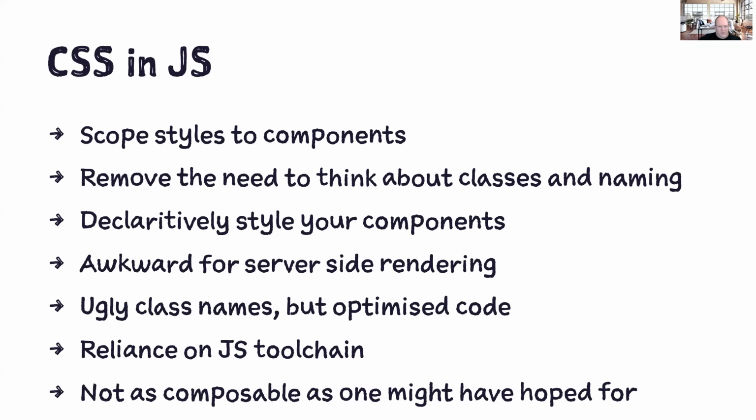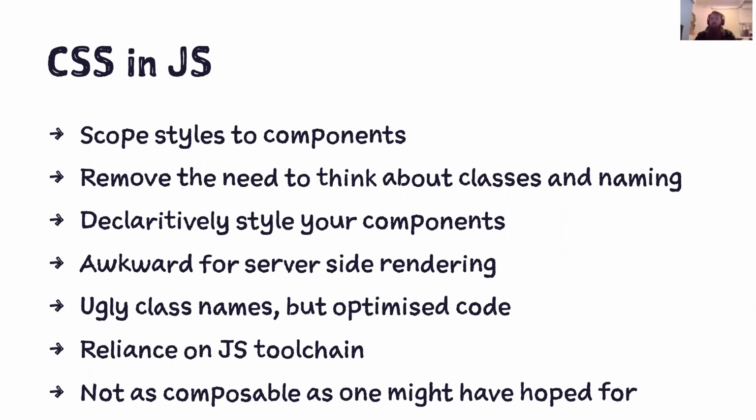This is a little awkward for server-side rendering. I don't think I've heard of anyone doing that. I'm sure you probably could, but I'm sure it's not that easy. You end up with really ugly class names, but super optimized code. So, you know, it's not perfect, but it's pretty good. You've got the sort of JavaScript toolchain doing stuff for you there. So yeah, it's not going to work great in Rails. Weirdly, it doesn't end up as composable as you might think from this.